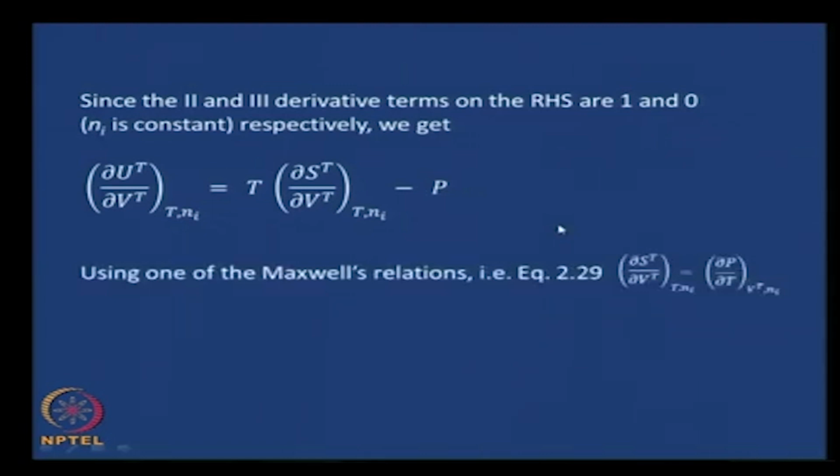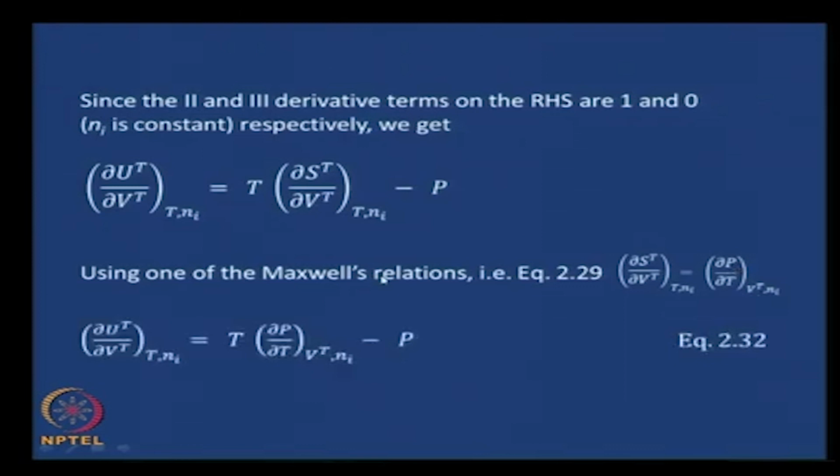Now if we use one of the Maxwell's relations, which is equation 229 here, ∂St/∂Vt, now this is a little difficult to measure, so let us try to write this in terms of easily measurable quantities. ∂St/∂Vt at constant T, ni equals ∂P/∂T at constant Vt, ni. In this case P, T are all easily measurable.